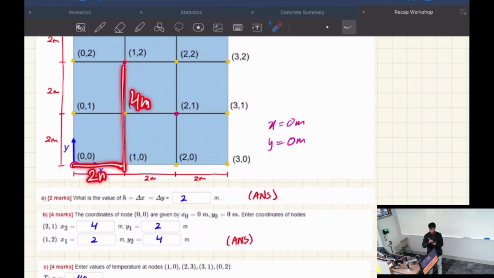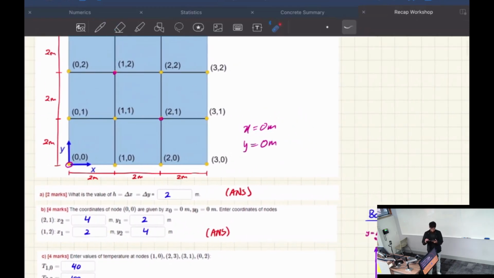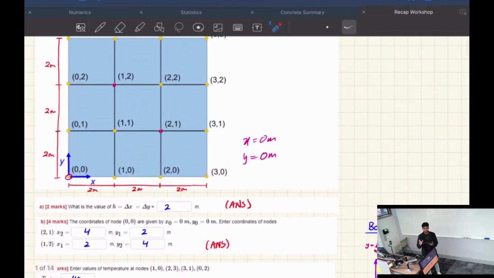By the way, I'll be posting these up after the lesson. Okay. So far makes sense? All good? Pretty easy so far, right? It's not too much work.